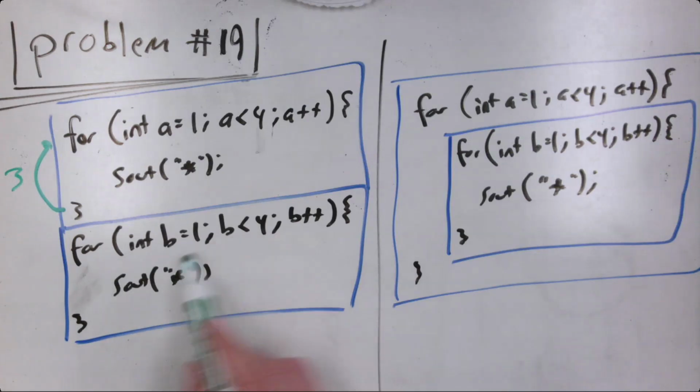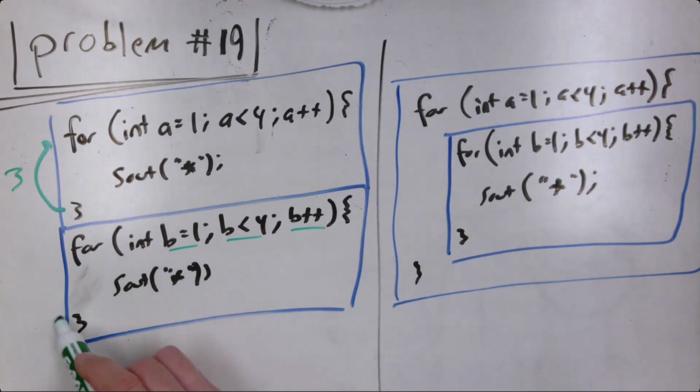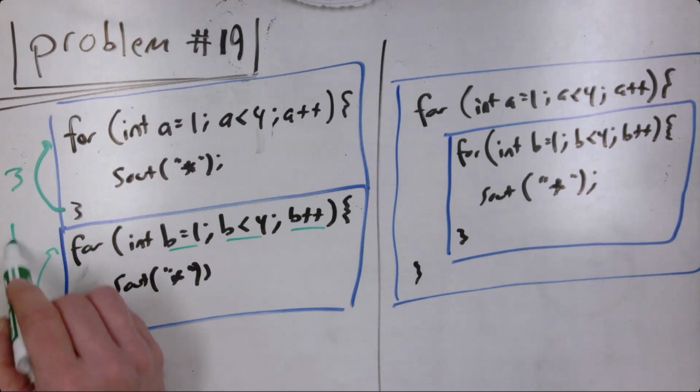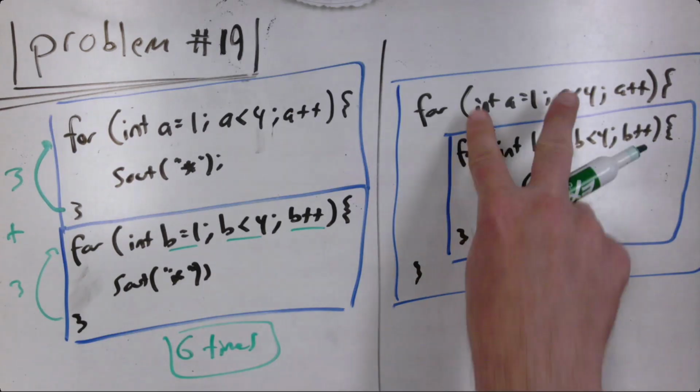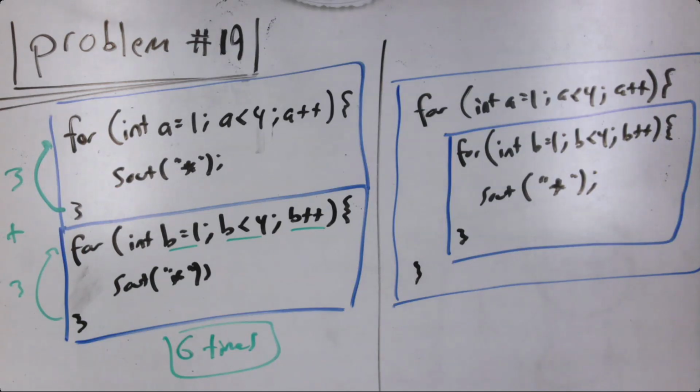This one is the exact same conditions up here, just a different loop counter, different loop variable. So that's also 3. So this is going to display star 6 times. Okay, that one is normal. This one is the one that most students find to be more difficult. So here's what you have to realize.